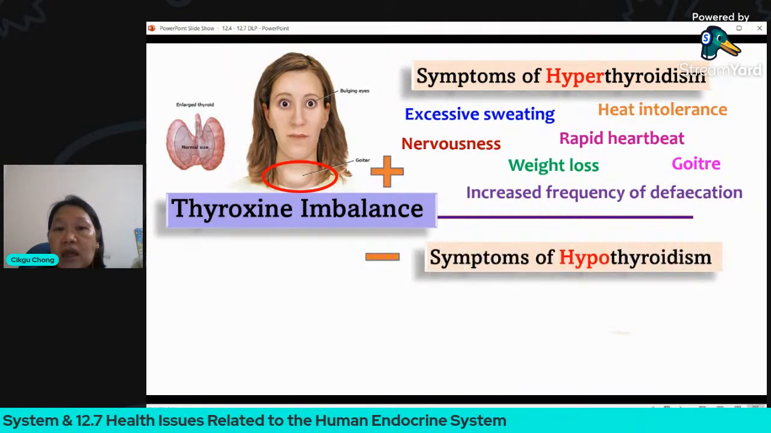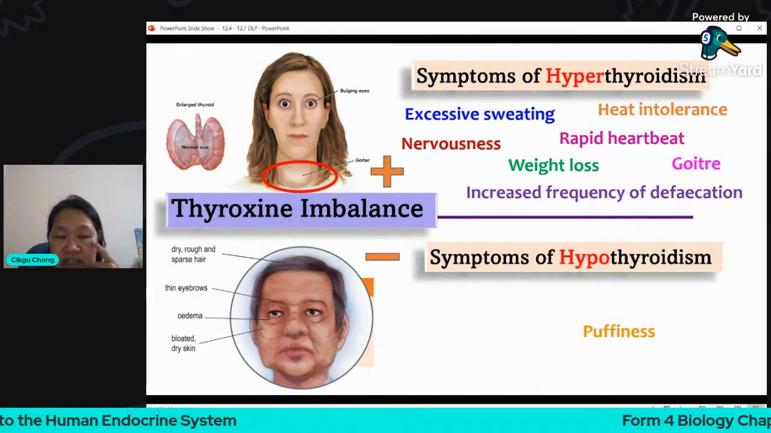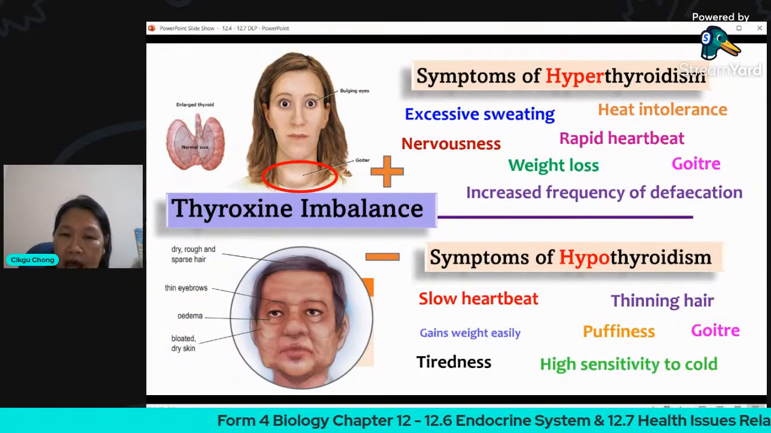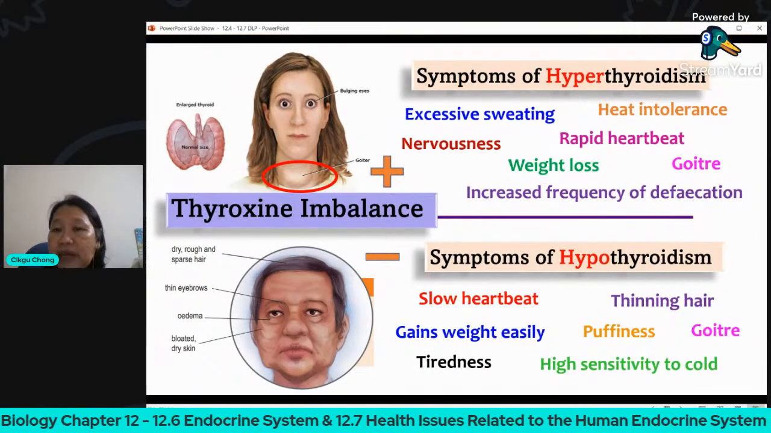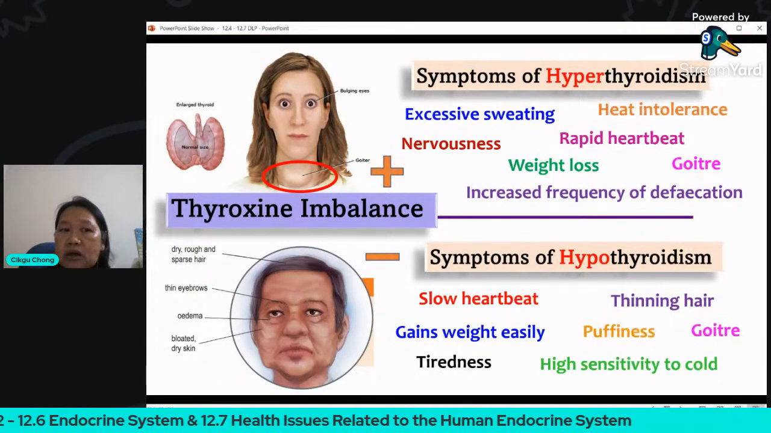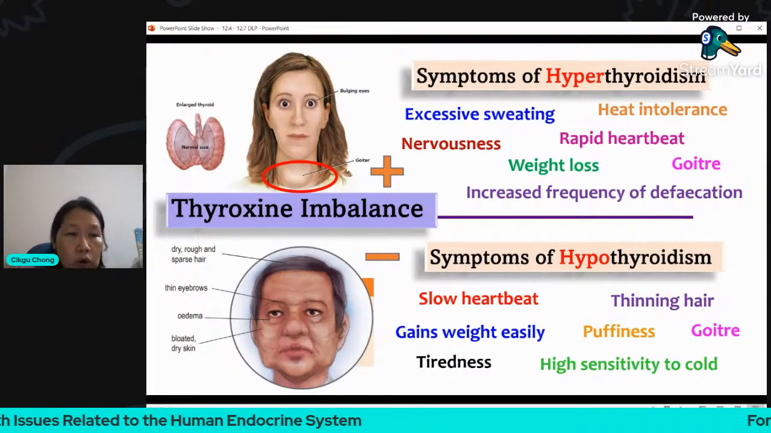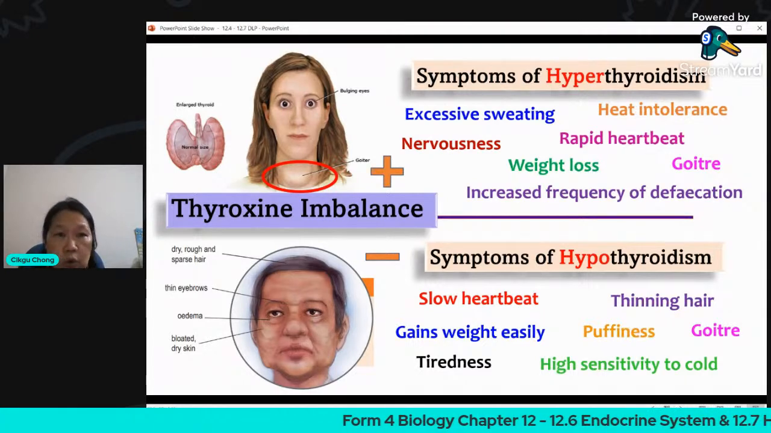Okay, next. Symptoms of hypothyroidism. Just now, very similar to the picture I showed you. Puffiness, edema under the eyes, puffiness on the face, thinning hair, slow heartbeat, gains weight easily, a bit on the fat side. Goiter also may happen. So you can see goiter can happen because of excessive thyroxine or also under secretion. Both can cause goiter. Tiredness, high sensitivity to cold.